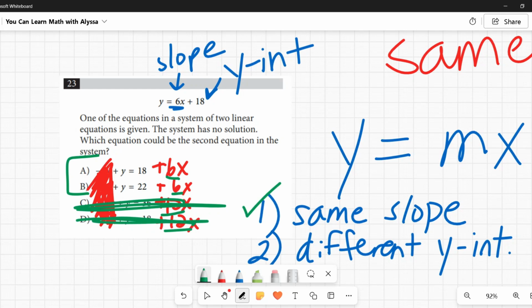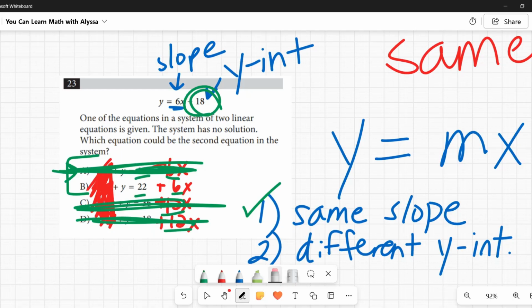Now we need a different y-intercept. The y-intercept for the original line is 18. Let's see, in A, the slope-intercept, that number that's by itself, is 18. No, that is not a different y-intercept. Those two lines are the same. They would overlap. They would have infinite solutions. A is out. So it must be B. Let's double check it. It has the same slope. Yes, we've already confirmed that. And it has a different y-intercept. It has 22. That is it.